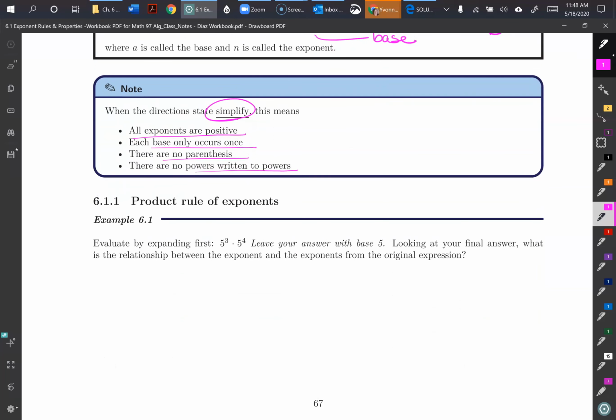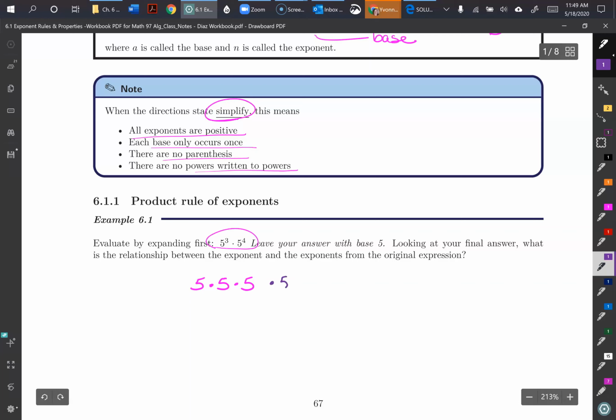So for example, here we have 6.1, evaluate by expanding first. So first we're going to look at how we would stretch that out. If we had a base of 5 raised to the third power, that means we have 3 factors of 5. So that would look like 5 times 5 times 5. So make sure you're not doing 3 times 5, but it's 3 factors of 5, and that should be familiar to you. Then we have 5 to the 4th would be represented as 4 factors of 5.